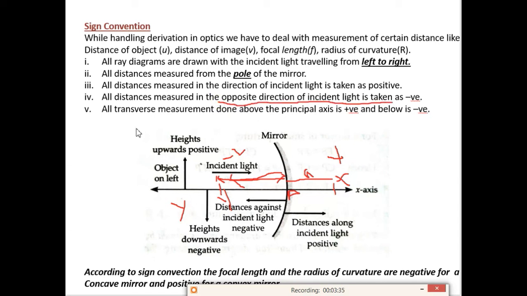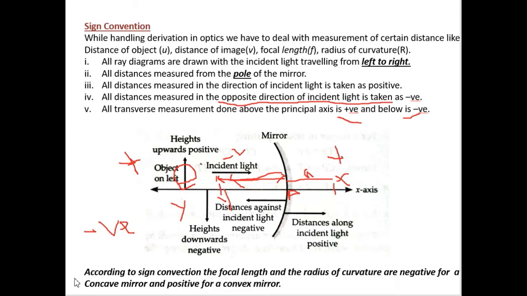All transverse measurements done above the principal axis are positive and below the principal axis are negative, like this. This is the transverse displacement. All transverse measurements above the principal axis are positive and below the principal axis are negative.